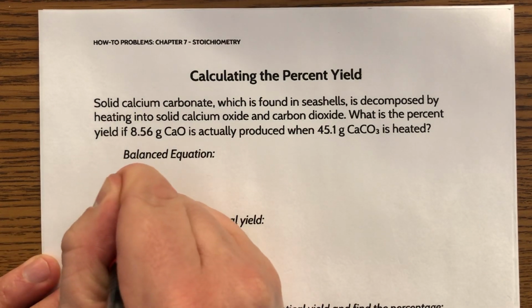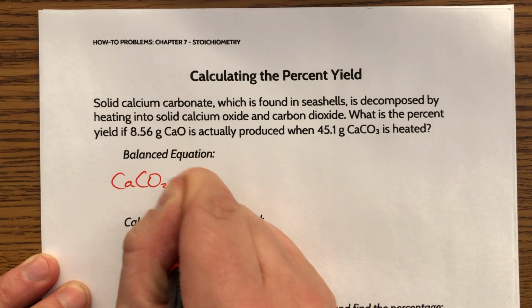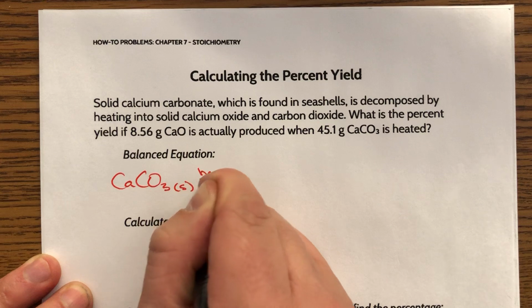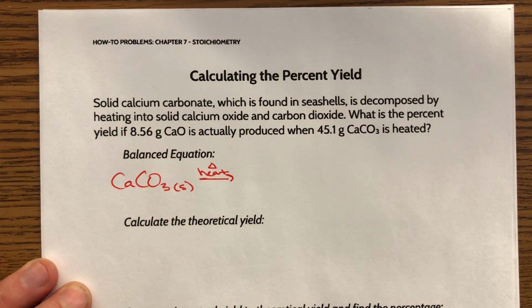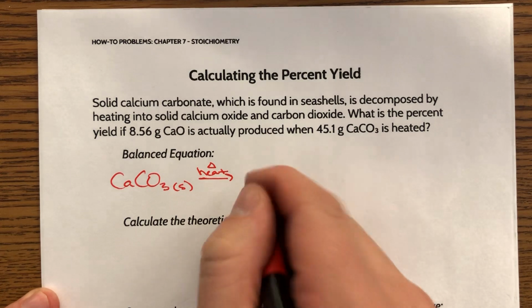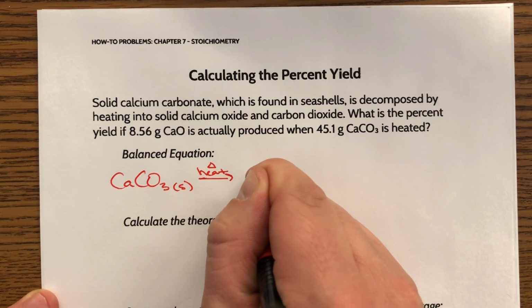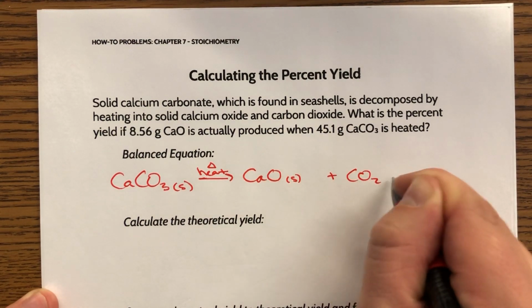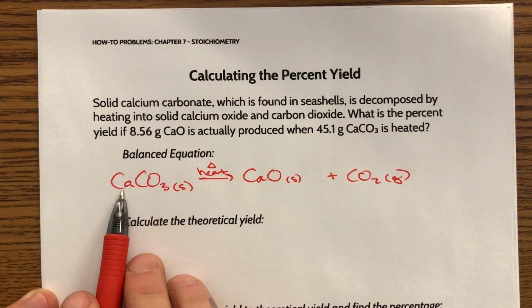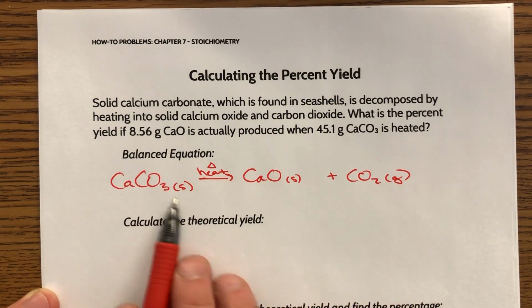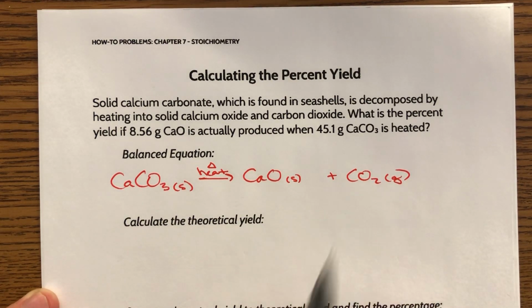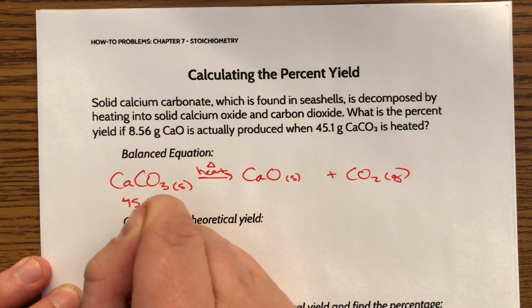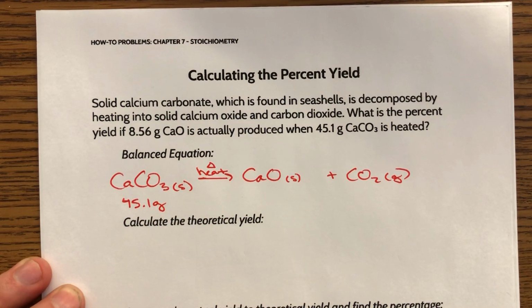We've got calcium carbonate, that's solid, and it's reacting with heat. You can also put a triangle there. Then it's going to break down into calcium oxide plus carbon dioxide gas. And it's balanced. We have one calcium, one carbon, and 3 oxygens here, and we have 1, 2, 3 on this side. What we're given is 45.1 grams of calcium carbonate.